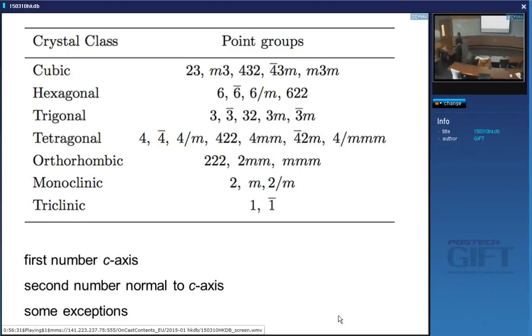The bar on there implies that there's also an inversion. So you rotate by 120 degrees, and then you invert through the center. So I don't want you to worry too much about this. This will become very, very easy as we go along in the course, and you have a table given to you. Right? It's a convention about the notation that first you look at the symmetry along the z-axis, then x and y, and then you write your point group symbol. Okay? Everyone happy with that?